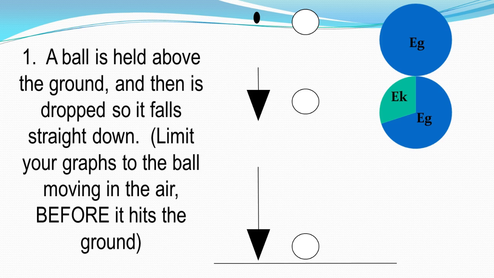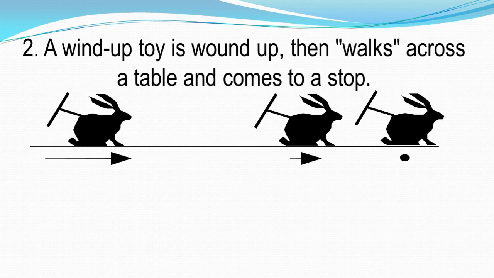As it moves all the way down, before it hits the ground, it's just a millimeter off the ground. It has very little, if any, gravitational and mostly kinetic energy. It's only moving at this point.